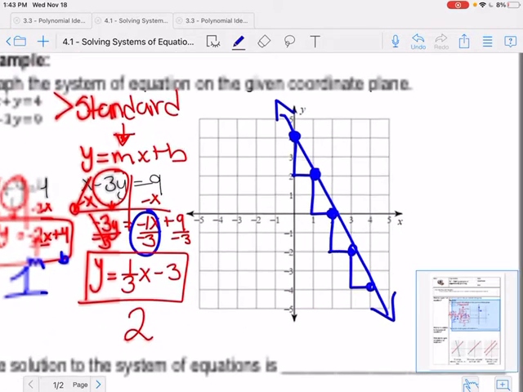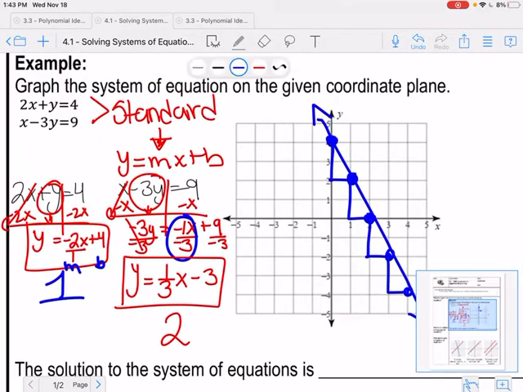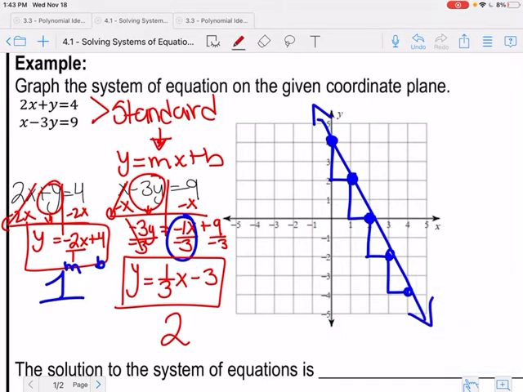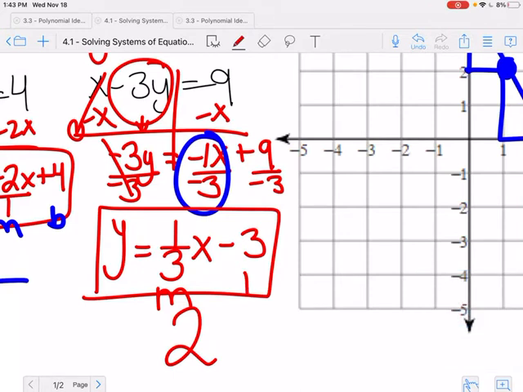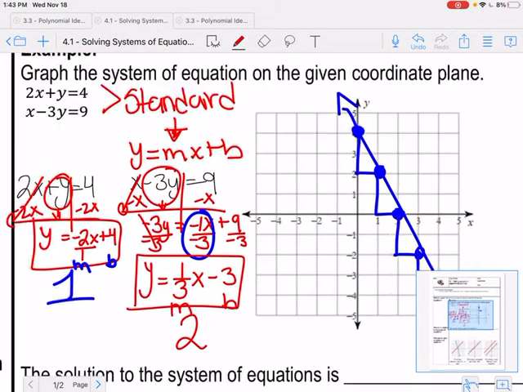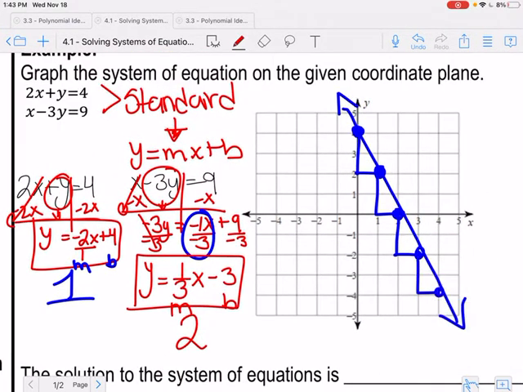Perfect. Let's go ahead and graph the second one. So the second one, same thing. That is my slope. That is my y-intercept. My y-intercept is negative 3, which means my starting point. I'm starting from the middle, and I'm going to go down negative 3. So that's my starting point, my y-intercept.